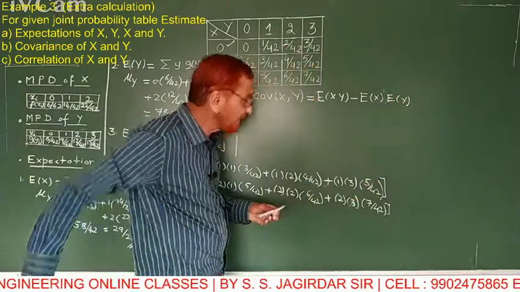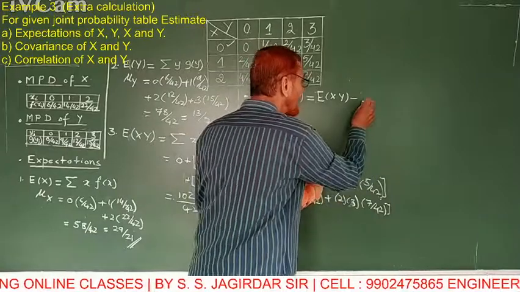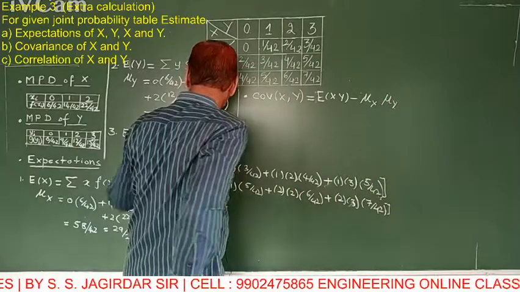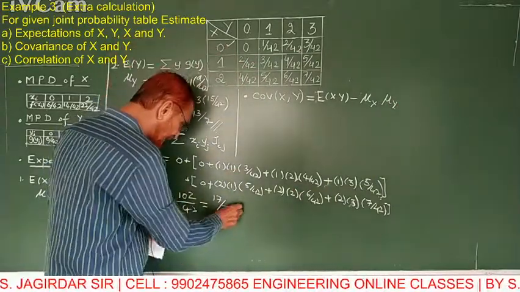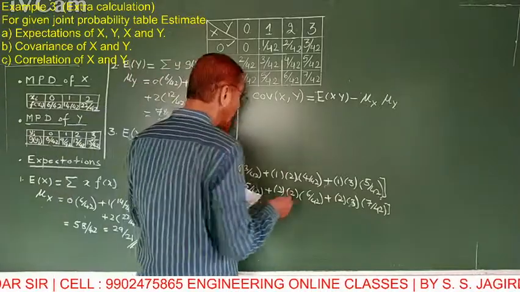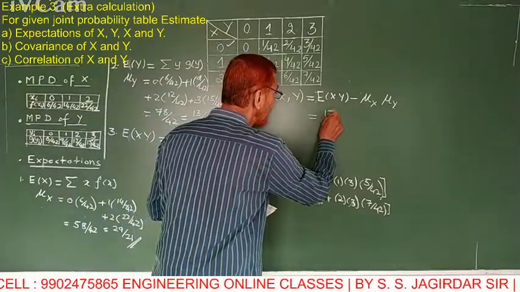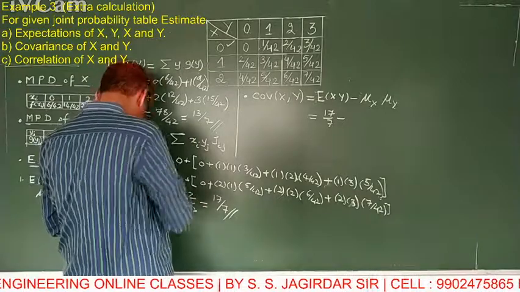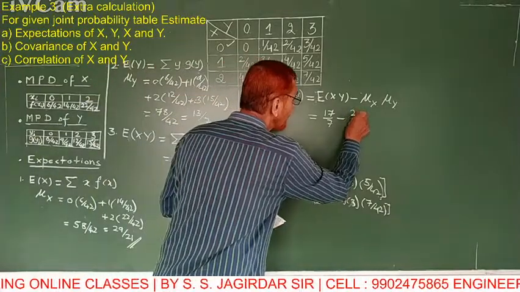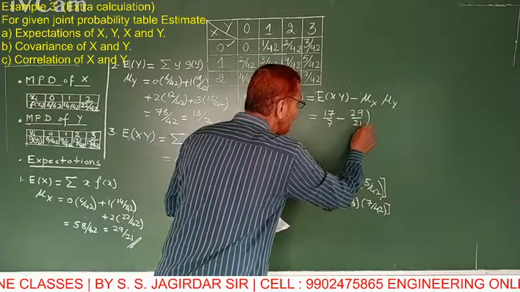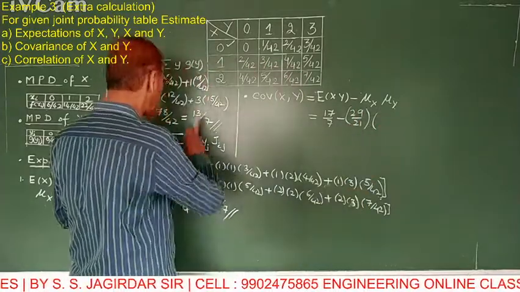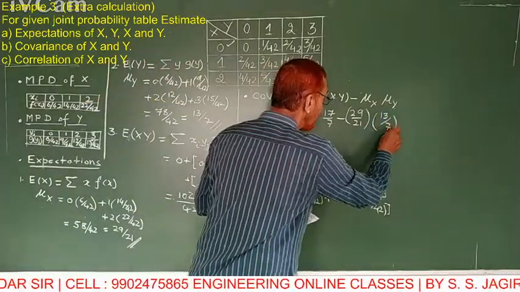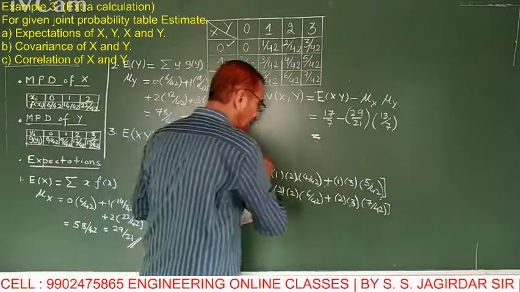You can take mu of x, mu of y. So now when all values are ready, you can take the expectation of x, which is 17 upon 7, minus the expectation of x, which is 29 upon 21, into the expectation of y, which is 13 upon 7. And what is the result that you will get?